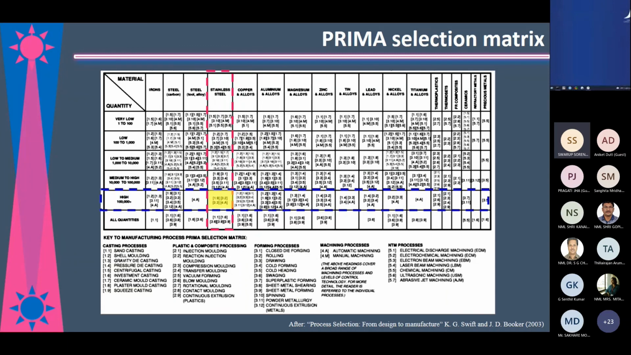Similarly, for stainless steel with a very high number of products, you can have rolling, drawing, automatic machining, and space casting like that. So these are the data sets available with us, and these can be used for selecting different processes and materials.